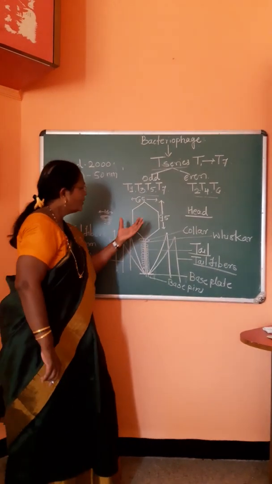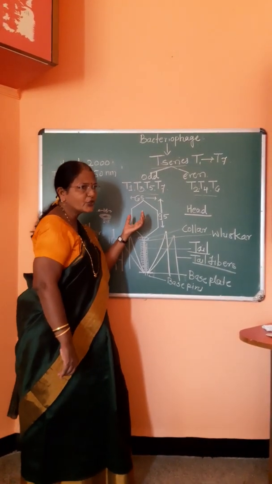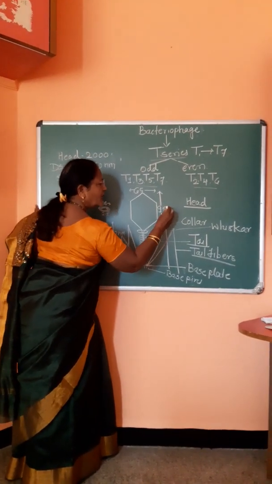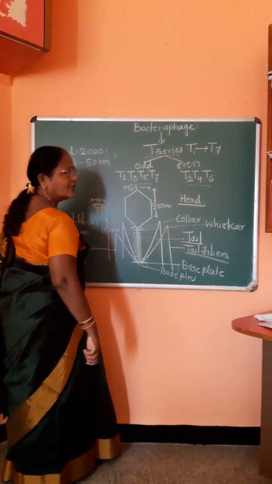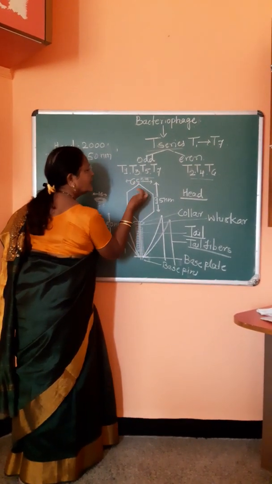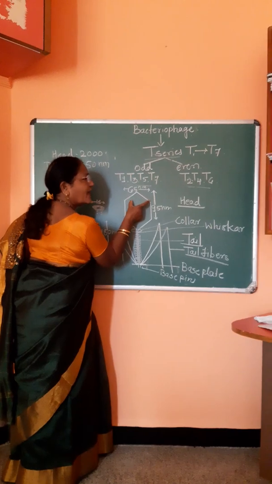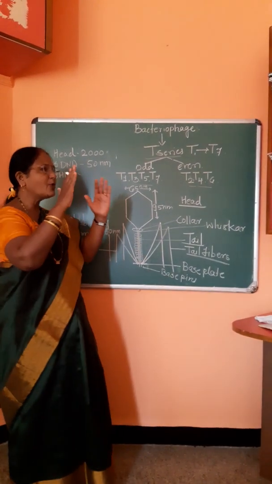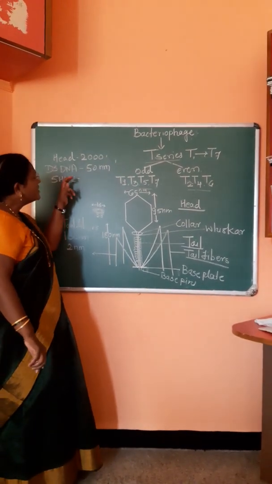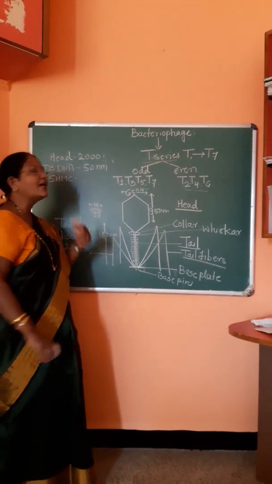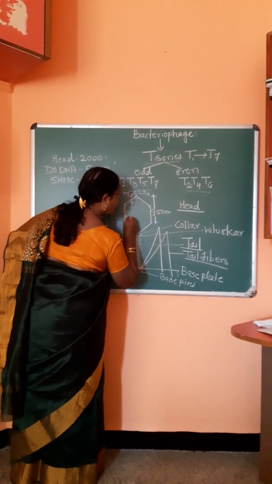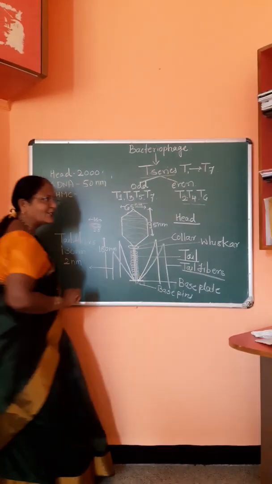Now here the head is present. What is the dimension of the head? The length of the head is 95 nanometer, while 65 nanometer is the width of the head, or the diameter of the head. Such a hexagonal head is present, in which the double-stranded DNA molecule is tightly accommodated. It is accommodated very tightly in a coiled manner.